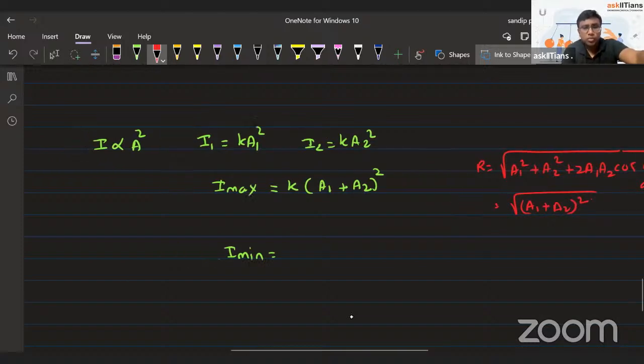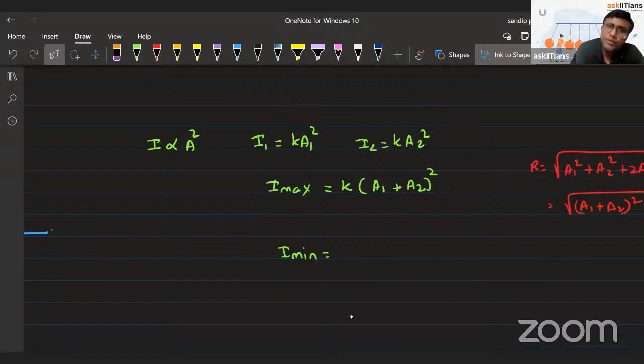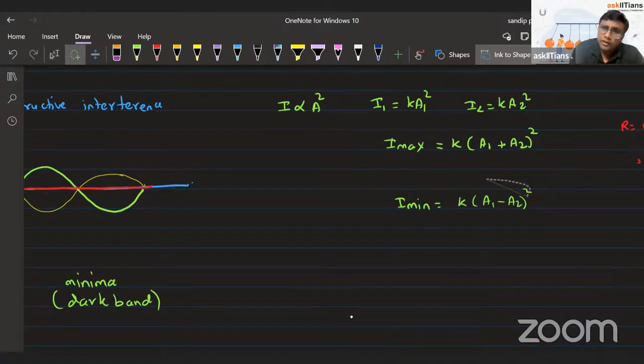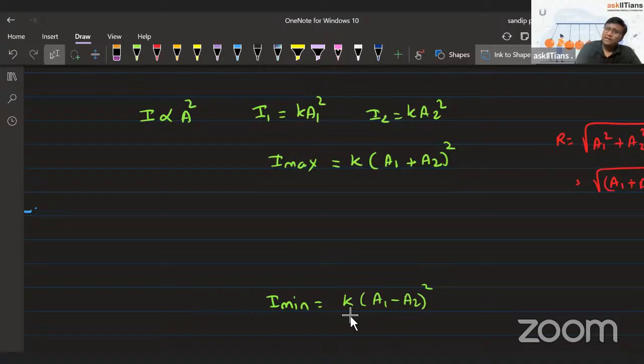Okay. So this is how we can write Imax is equal to K into (A1 plus A2) whole square. Similarly, Imin is equal to K (A1 minus A2) whole square. Now, in a special case, if there are coherent sources, we can say that amplitude is, let's say, A. Like in Young's double slit experiment also, we use sources derived from the same primary source. So in that case, if A1 is equal to A2 is equal to A, then what can we say?